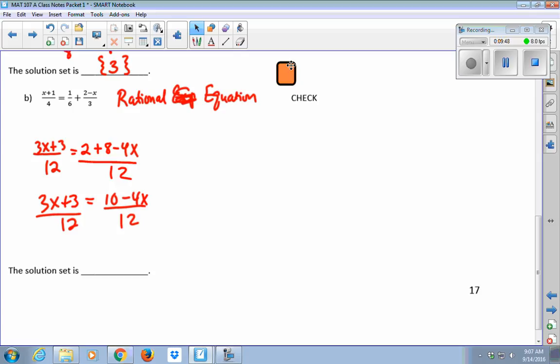Nothing wrong with that. But often when this becomes an algebraic situation, you could stop right here and do something, and this is where students kind of get stuck.